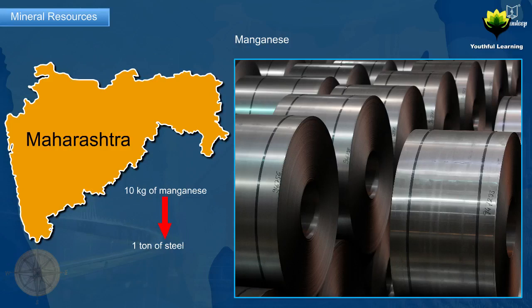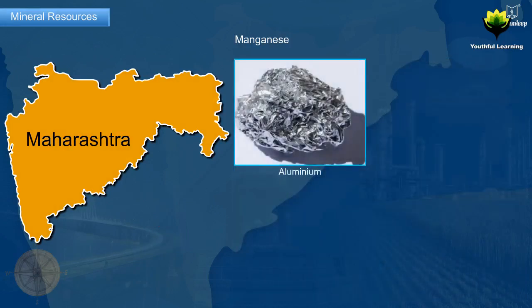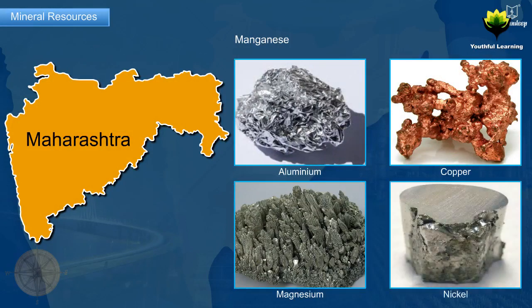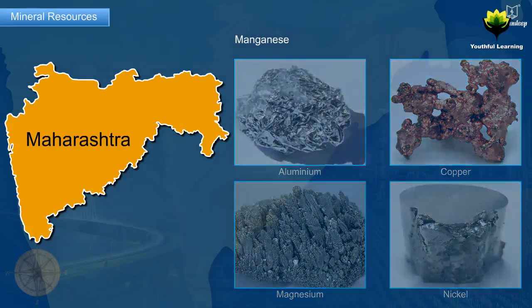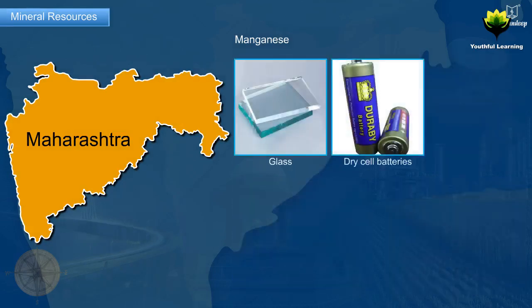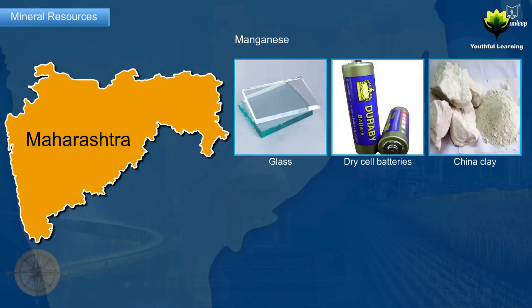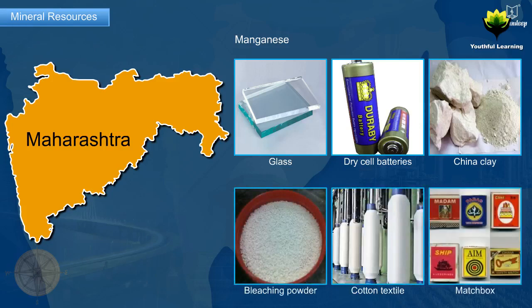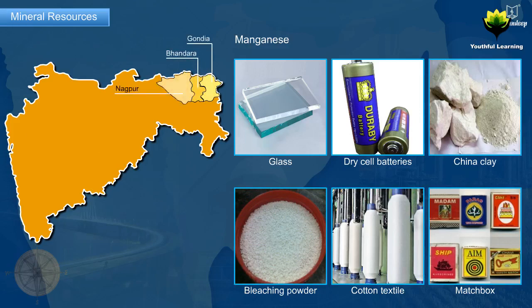It is also used to prepare alloys of aluminium, copper, magnesium and nickel. It is also used in glass, dry cell batteries, china clay, bleaching powder, cotton textile, and matchbox industries. In Maharashtra, manganese is found in Bhandara, Gondia, Nagpur, Chandrapur, and Sindhudurg districts.